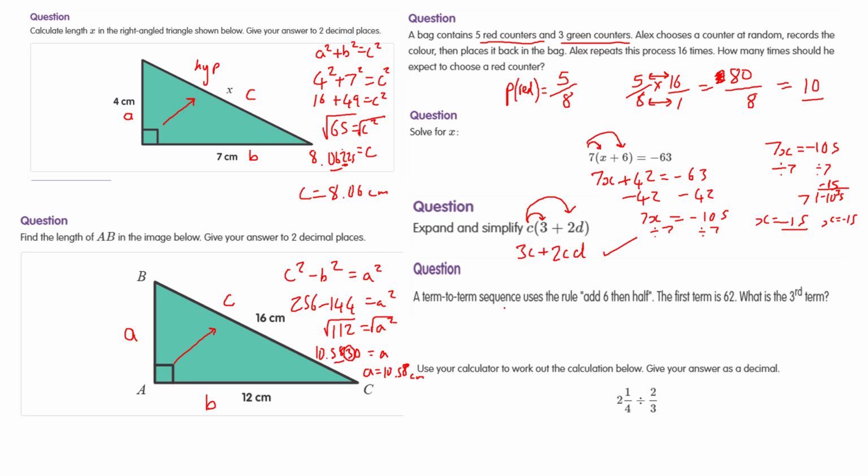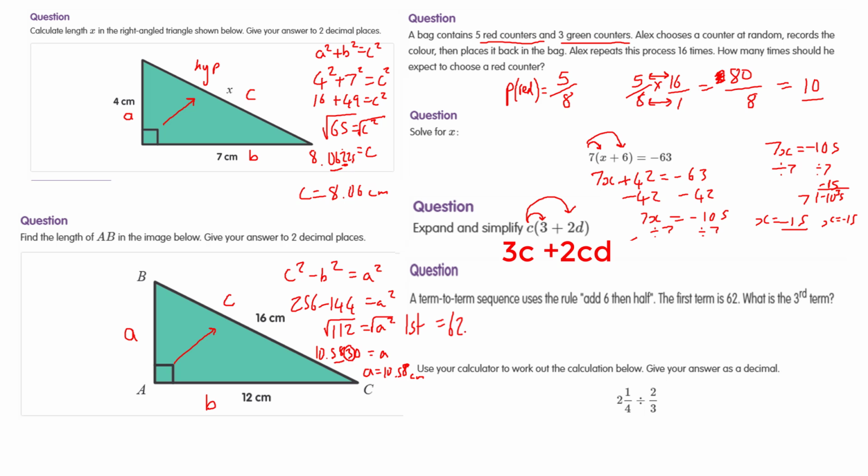So a term-to-term sequence uses the rule add 6 then half. The first term is 62, so what's the third term? Now look at this sequence. It says term-to-term sequence uses the rule add 6 then half. The first term is 62, so what is the third term? So let's have a look. The first term equals 62. So it says add 6, then half.